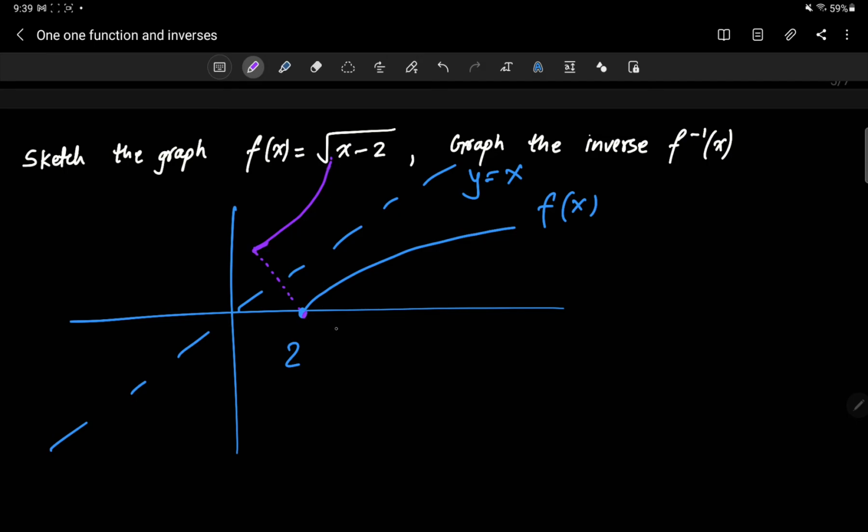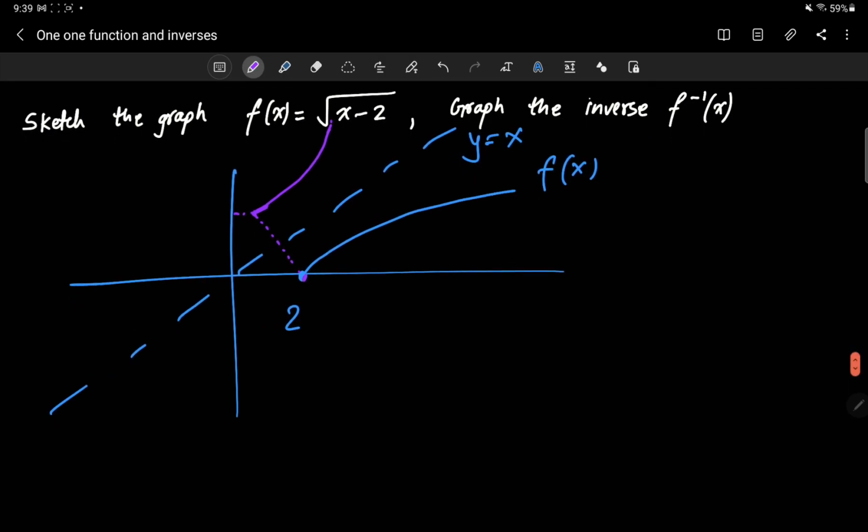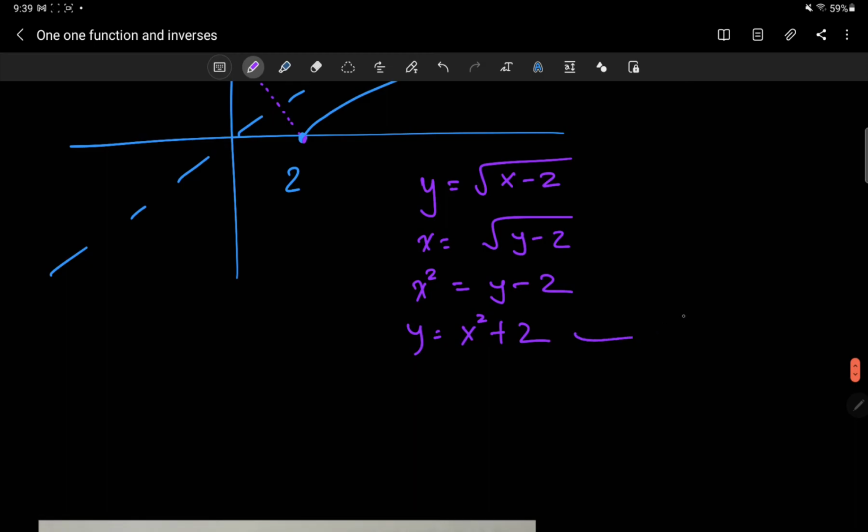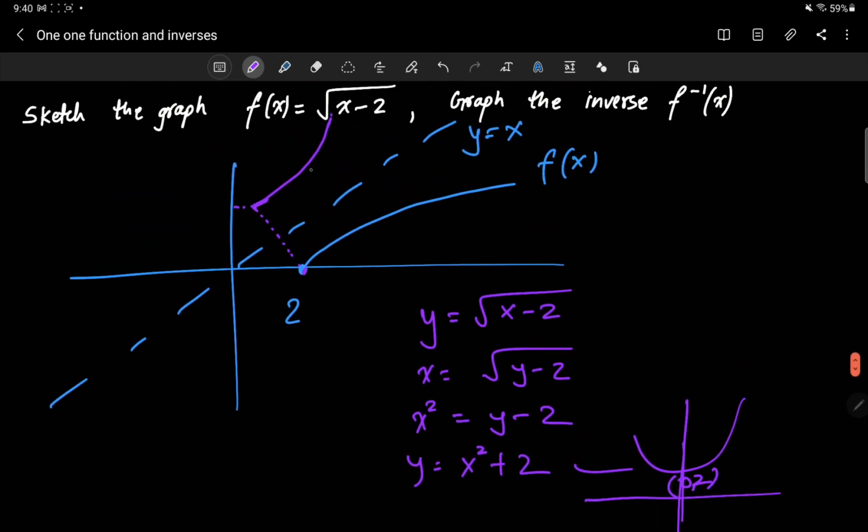Now remember, x cannot be less than 2, which means that your output now cannot be less than 2. To verify that, let's do it algebraically. If y is the square root of x minus 2, then x is the square root of y minus 2, and x squared is y minus 2, and y is x squared plus 2. And what does that look like? That looks like this parabola, where this point is (0, 2). So that makes sense. What you see here is exactly this branch of the parabola.